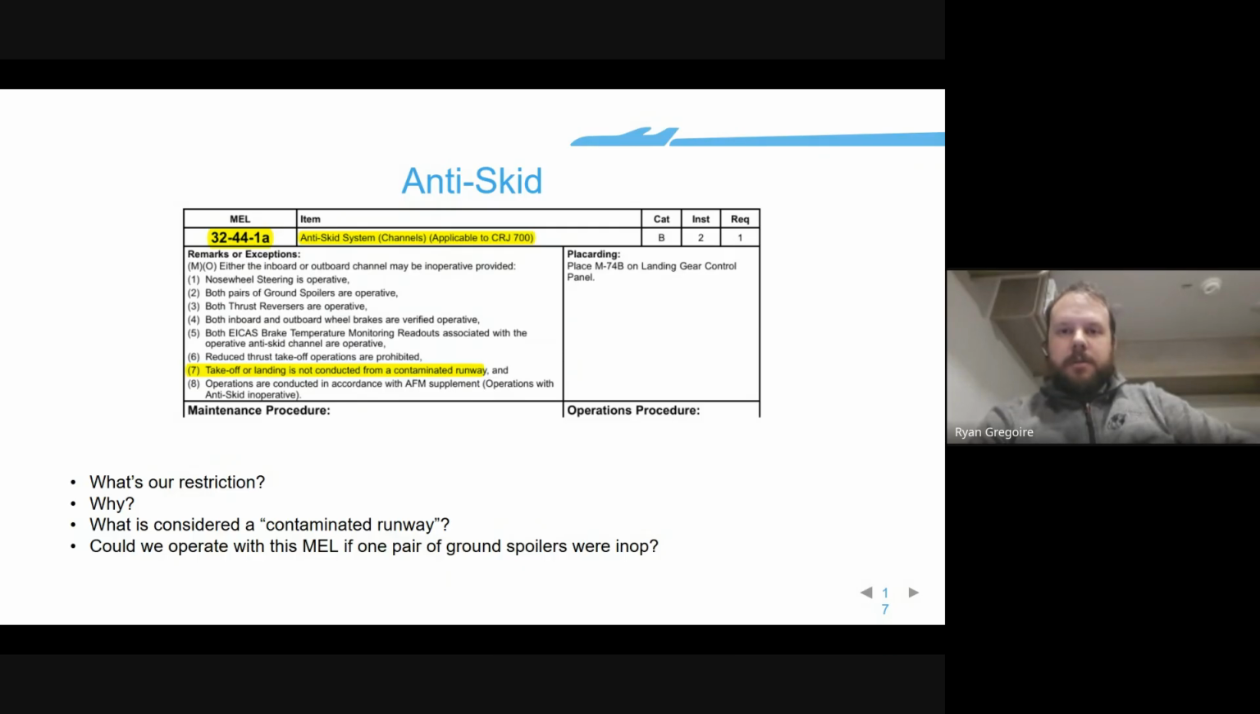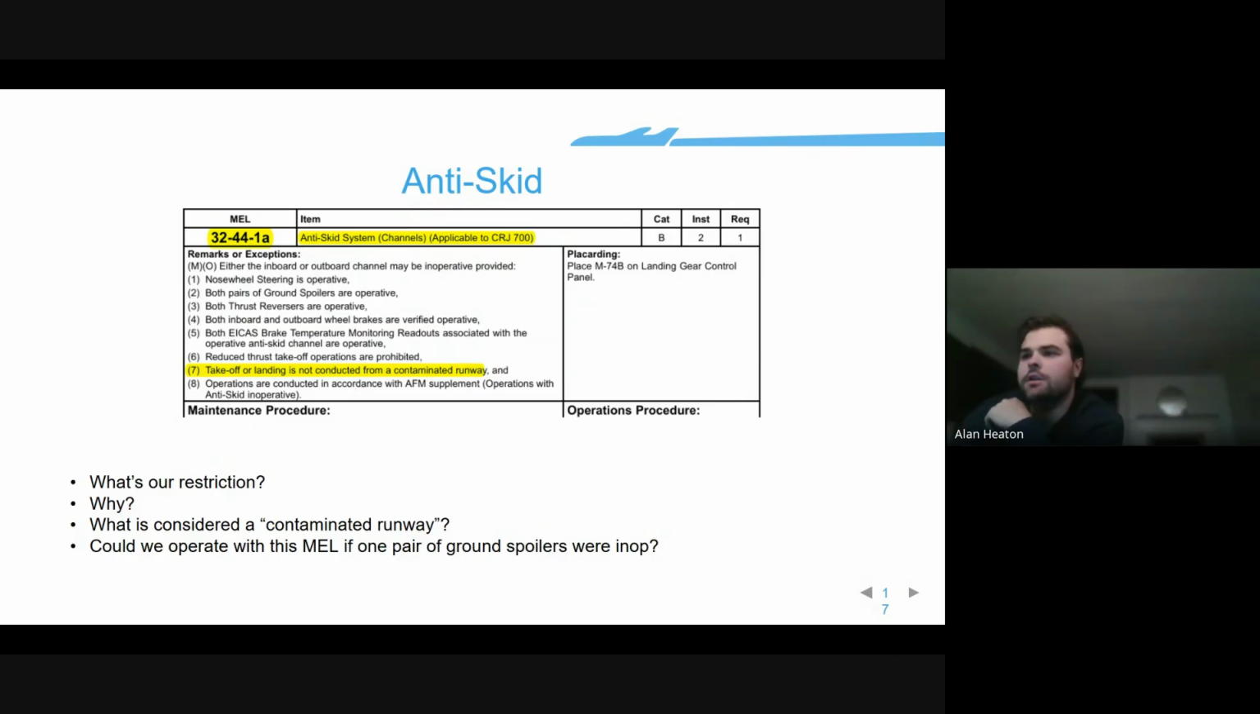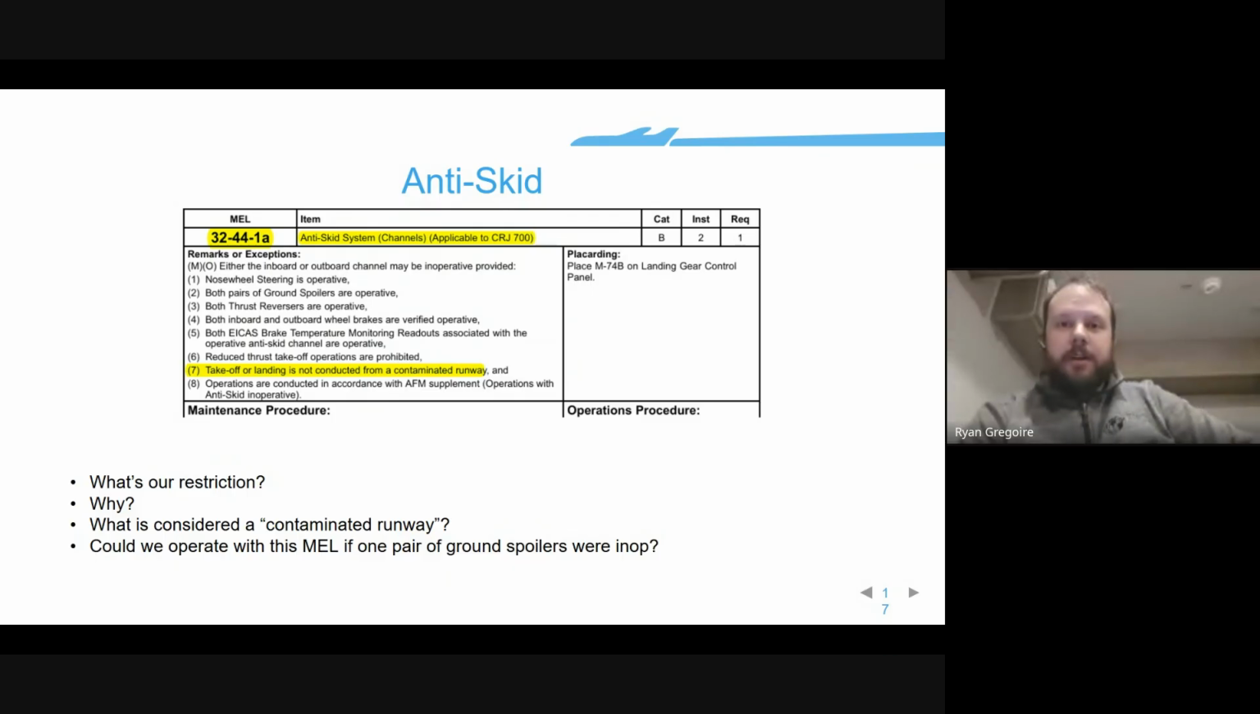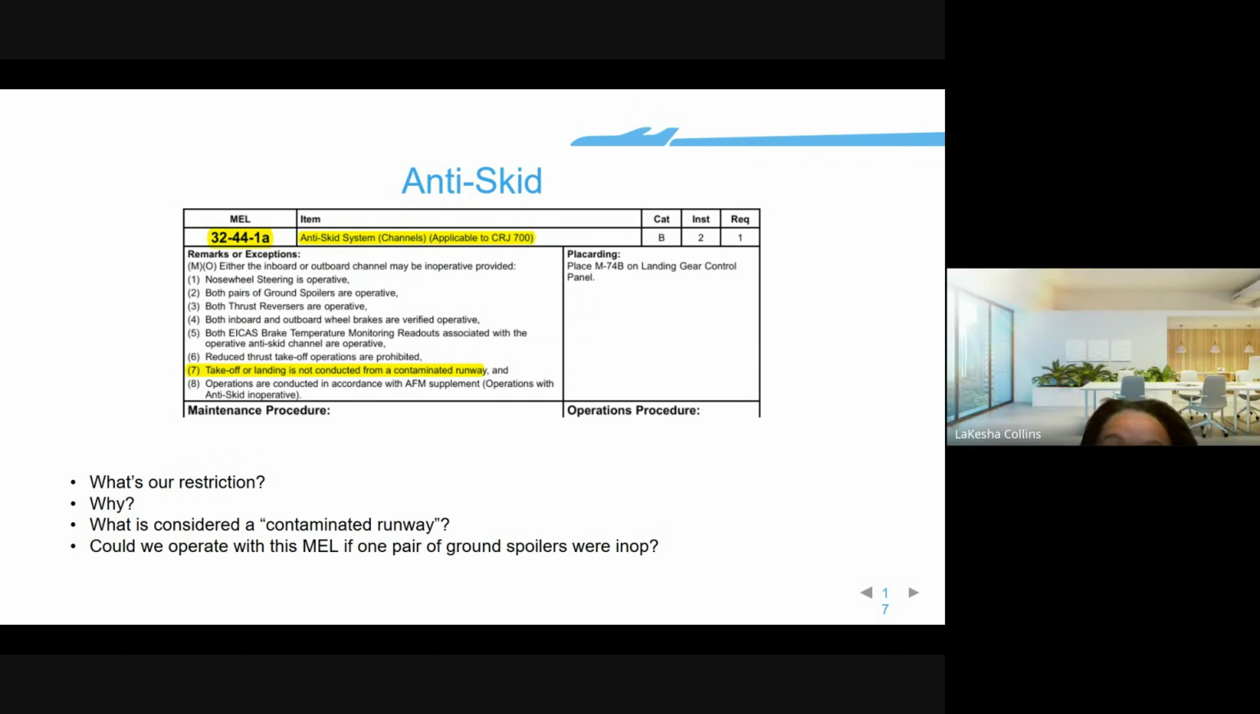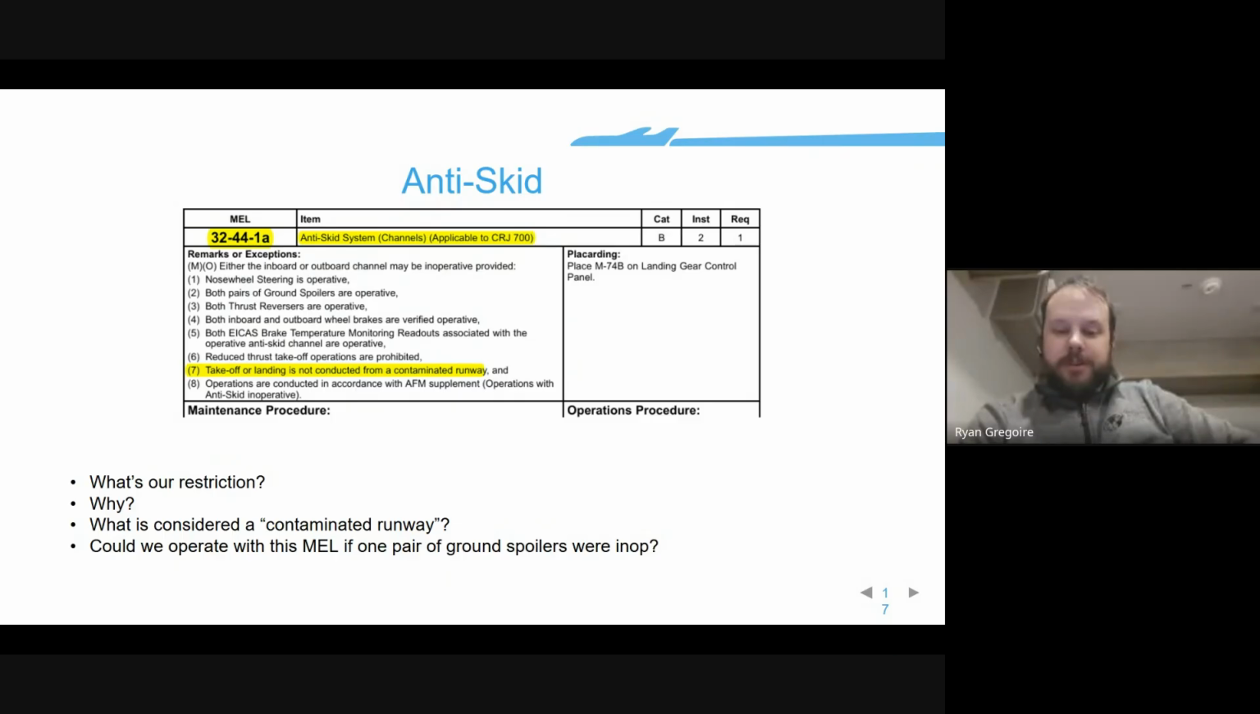Alan. You need both thrust reversers. Both thrust reversers. What else? Lakeisha. You need both pairs of ground spoilers to be operative. Both ground spoilers. Yep.